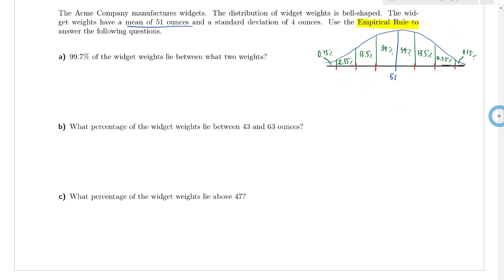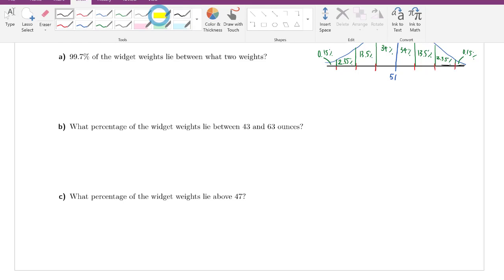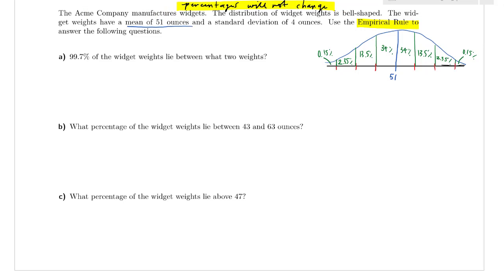Okay, so then I have all those percentages. Those are fixed. The percentages will not change. Only the mean and standard deviation, only the distributions change. So make a note, percentages will not change. Those are fixed. We don't get to change that. What we do get to change is our distributions, right? Before we were doing peanut butter. Now we're doing widgets.